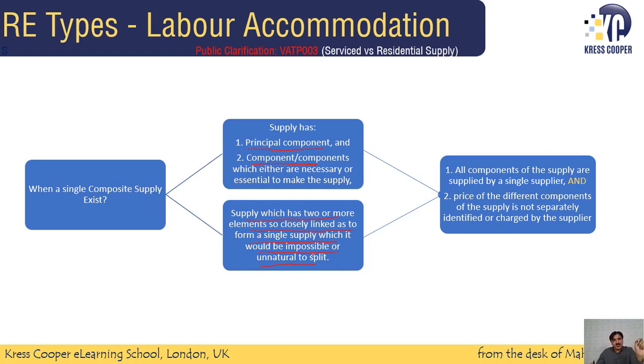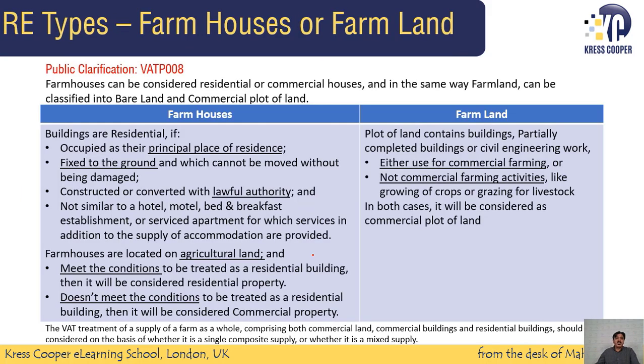Hopefully it will be fine for everyone. So let's move forward and discuss public clarification number 8, which is farmhouses and farmland. I have gone through this public clarification. Honestly speaking, I have not found anything new in this clarification. This is pure interpretation of the law, nothing other than this, because everything they have already mentioned in the law as well as in the regulations also. Okay, let's start it.